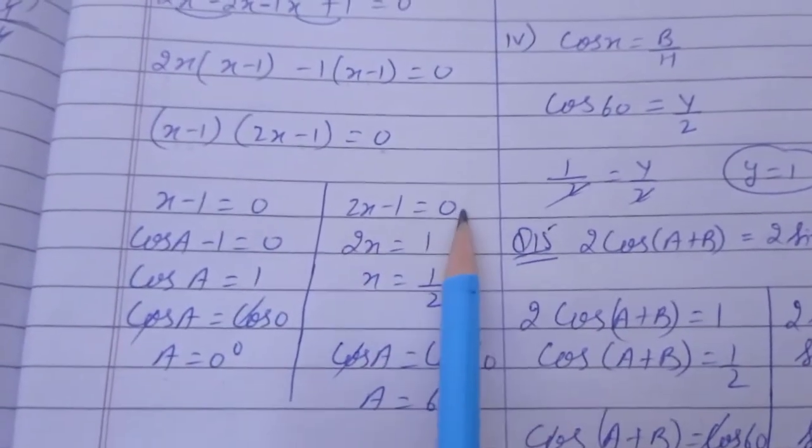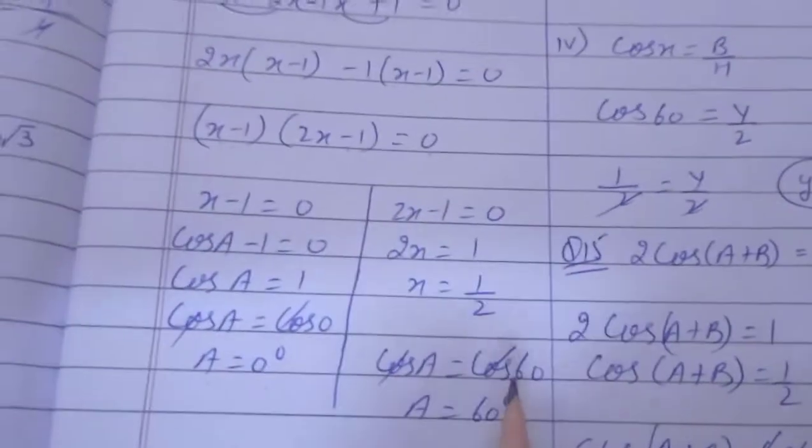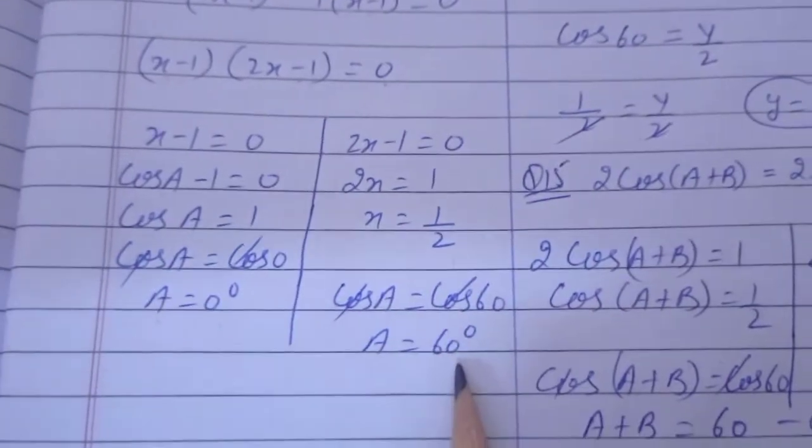2x is equal to, take 1 this side, and x is 1 by 2. What is x? Cos A. And cos is 1 by 2 at which angle? Cos 60. Cos and cos will get cancelled. A is equal to 60 degrees.